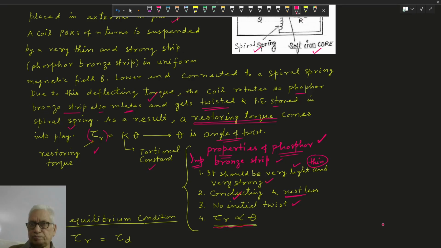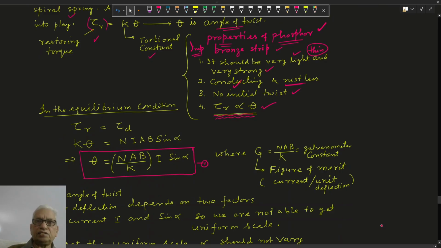And a very important point here, this restraining torque is directly proportional to the angle of twist. In the equilibrium condition, when the restraining torque is just equal to the deflecting torque, this K theta is the NIAB sin alpha. So theta is given by NAB upon K, नीचे चला गया I and sin alpha. This is the formula of deflection theta, where NAB upon K is called galvanometer constant. Actually, galvanometer constant is the reciprocal of this.